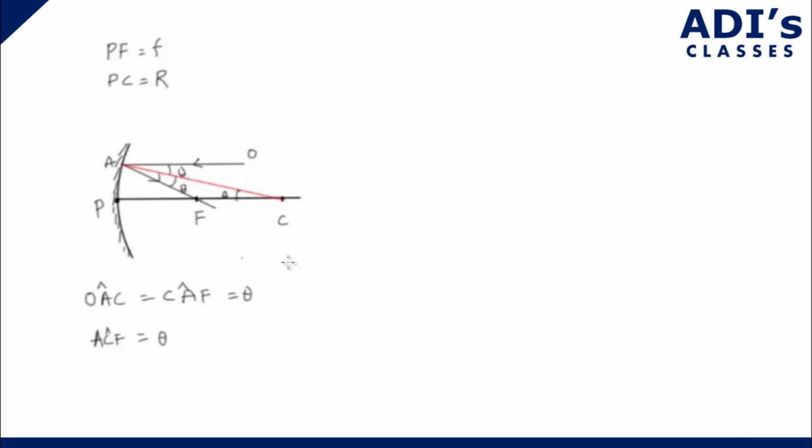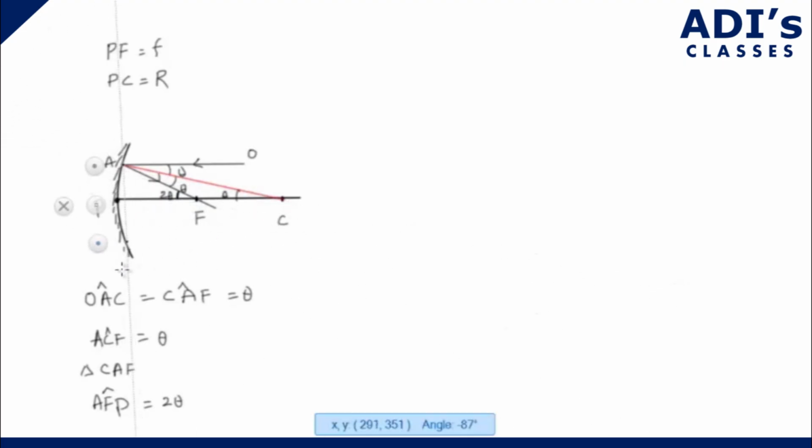Then in triangle CAF, we have two angles equal to theta, right? So the exterior angle, that is angle AFP, will be 2 times theta. This angle is 2 theta because the exterior angle is the sum of the opposite interior angles.